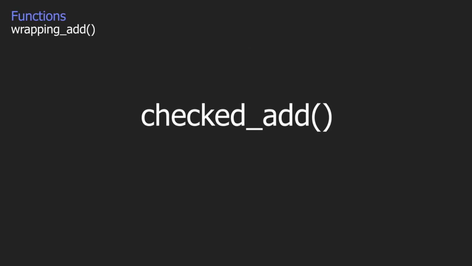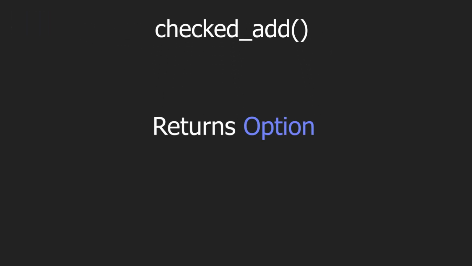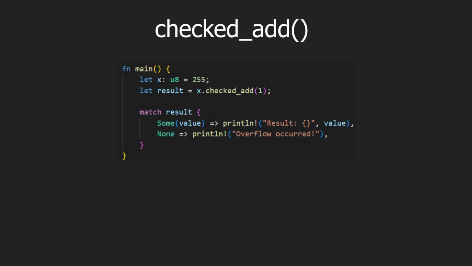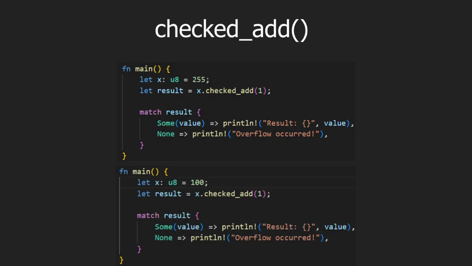Second is checked_add. It returns an Option, so you get None on overflow instead of panicking. Option is an enum used to represent the presence or absence of a value, making null-related bugs impossible at compile time. We will learn more about Options later. In our case, it will return None. That is a null value. But if we add 1 to 100, then it will return the sum, 101.